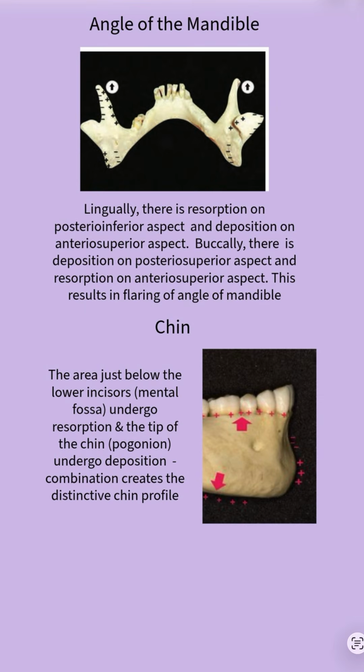Then the angle of the mandible. Lingually, there is resorption on the posterior inferior aspects and deposition on the anterior superior aspects. And buccally, there is deposition on the posterior superior aspects and resorption on the anterior superior aspects. This results in the flaring of the angle of the mandible.